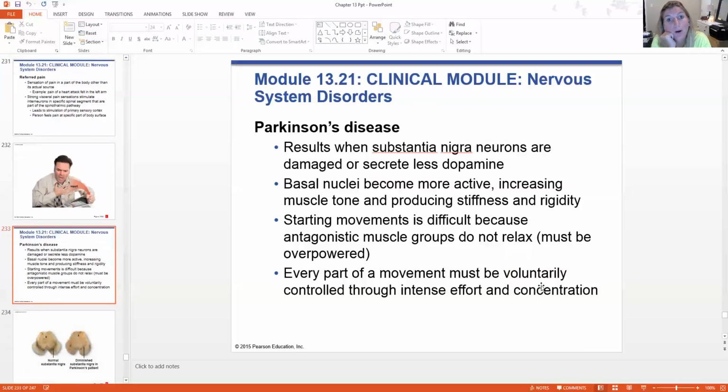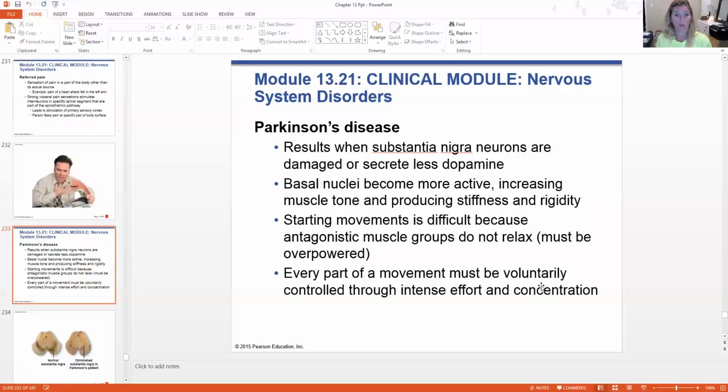I don't know. Parkinson's disease. Parkinson's disease results when the substantia nigra, part of the brain, is damaged or secretes less dopamine. So the basal nuclei become very active, adjusting muscle tone, producing stiffness and rigidity. So starting movements is very difficult for people with Parkinson's because your antagonistic muscle groups don't relax. You're kind of always in this state of contraction in all of your muscle groups.